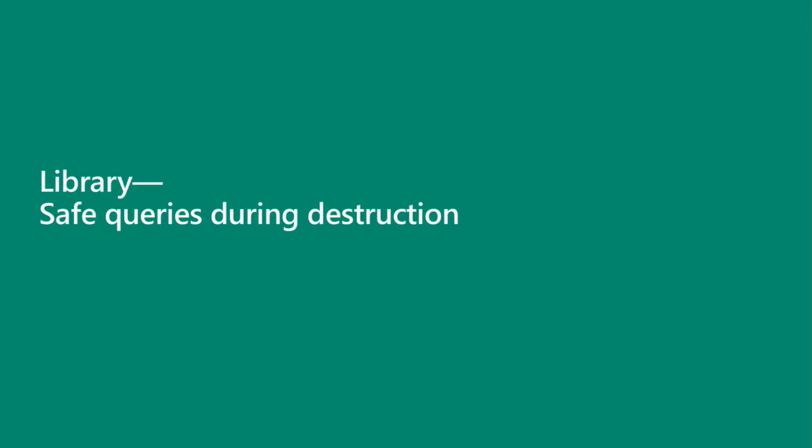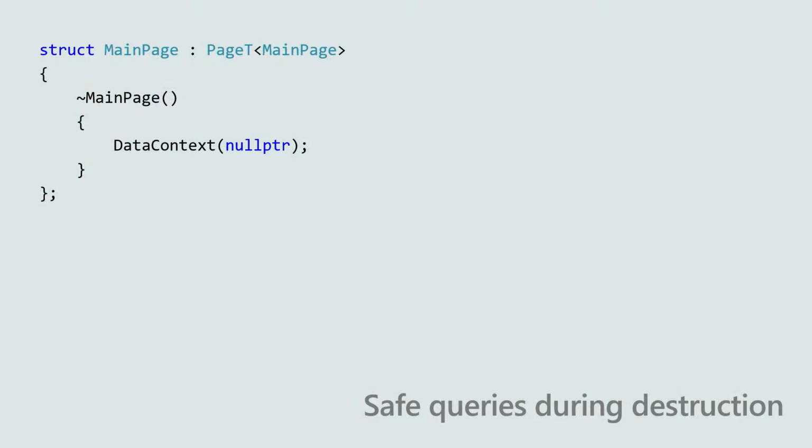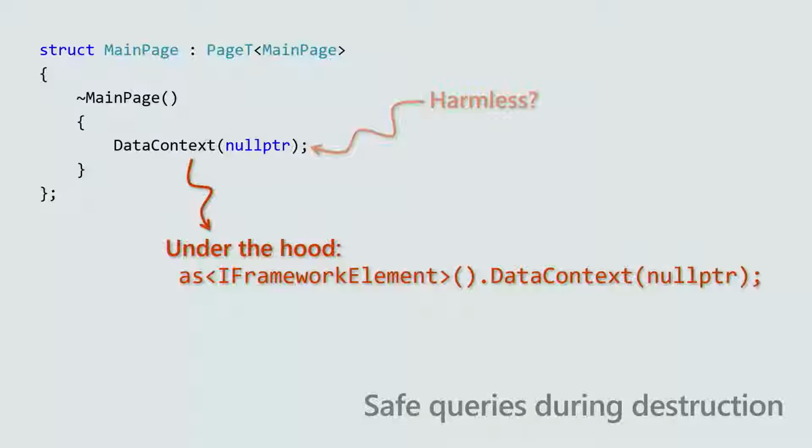Going even deeper, we can look at this idea of calling the QueryInterface function within a destructor, which has traditionally been a very dangerous thing to do. So look at a simple example here. We have a main page from a XAML application. And in the destructor, I want to clear the data context. Seems harmless. But it turns out that data context is actually a property on the FrameworkElement base class. So under the hood, the language projection has to query for that interface and then set that property. But querying for anything is dangerous. So how do we defeat this? How do we make this work effectively?